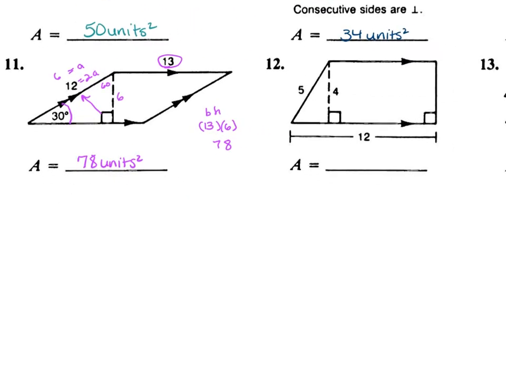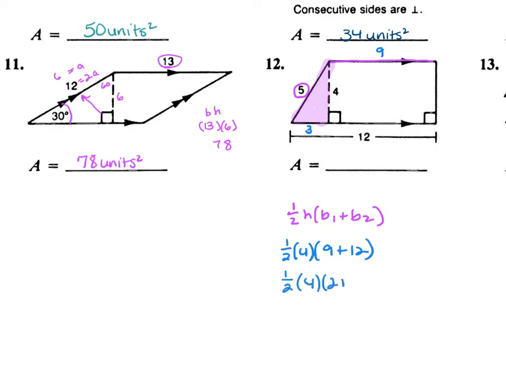Okay, now we've got a trapezoid, number 12. You've got the height. You've got this side, but you don't know this base, which we need for 1/2 height, base 1 plus base 2. So I can use the fact that this little right triangle exists, and there's a 3, 4, 5 triple there, to know that this would be 3. Take the 3 off the 12, and that makes the top 9. So now I get 1/2 the height, which is 4, base 1, which is 9, plus base 2, which is 12. And I can do 2 times 21, or 42.